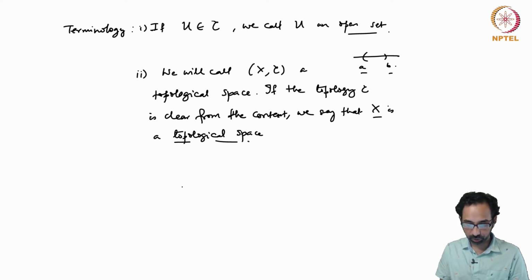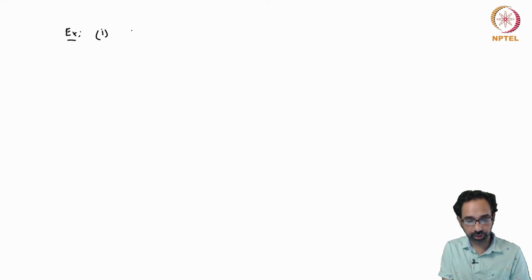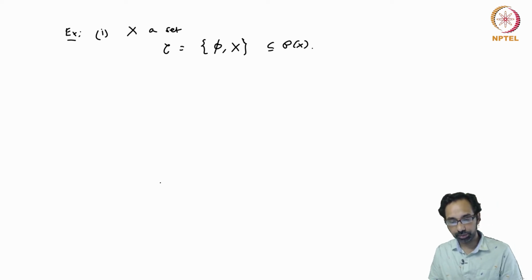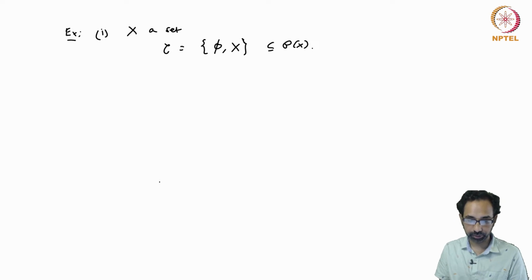Okay, so let us see some examples of topological spaces. Example. The first example is, suppose you have a set X, and we can define tau as simply the collection of the empty set as well as the set itself. So tau consists of only two sets: one is the empty set and the other is the entire set. This is a sub collection of the power set of X, of course.